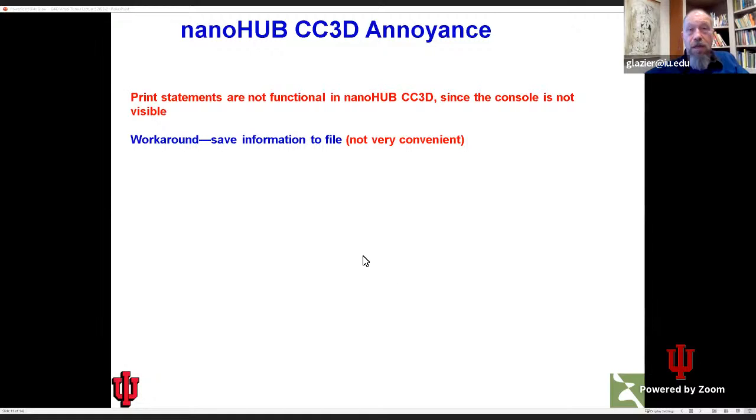As I mentioned, if you're running on NanoHub, print statements are not going to be visible, and we're going to try to update CompuCell so that the console outputs are actually displayed. I'm not quite sure why that version doesn't do that, but it does.